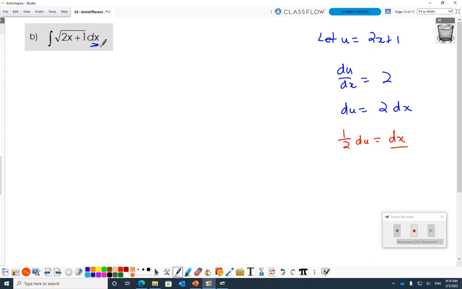So then what I get over here is the integral of square root u. Isn't that nice? Look at that for finding integrals. It doesn't have a 2x plus 1 there. Takes all the confusion out of it. And then replace dx with half du. Watch what I do. I'll do it in red. Replace dx with half du. I like taking care of it right there. Get that coefficient out there.